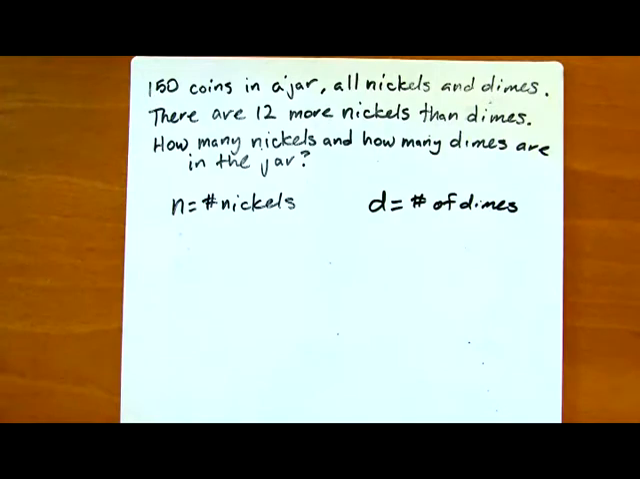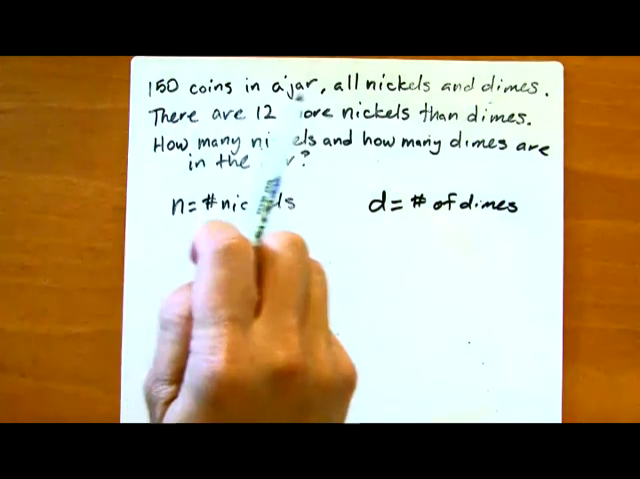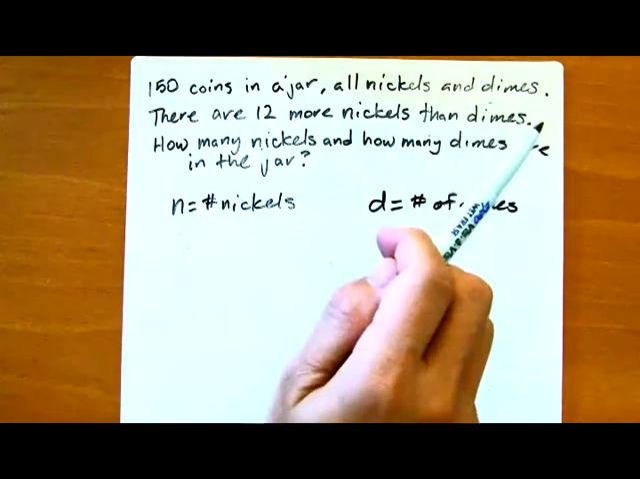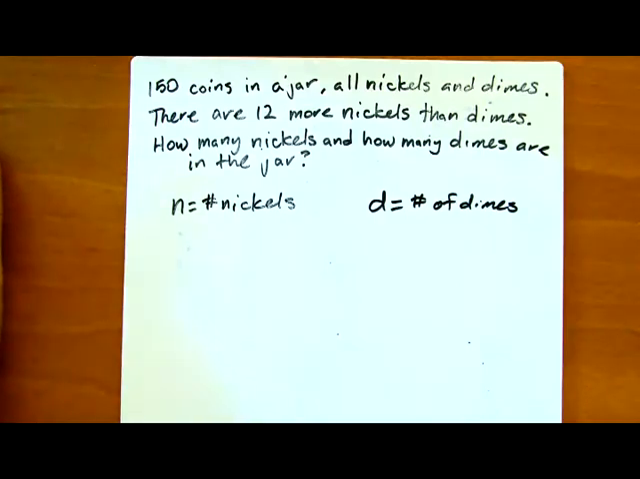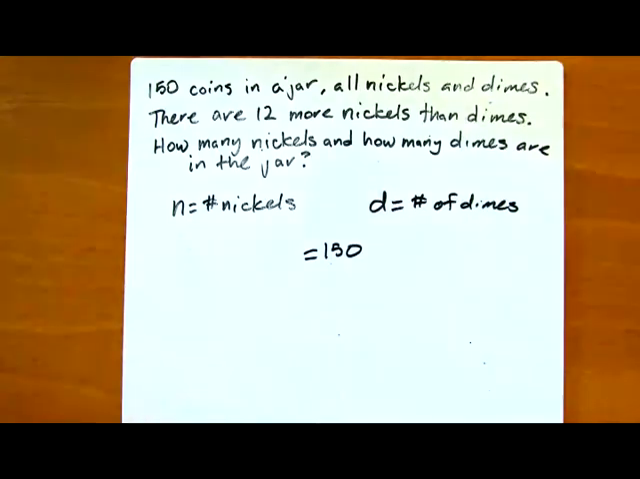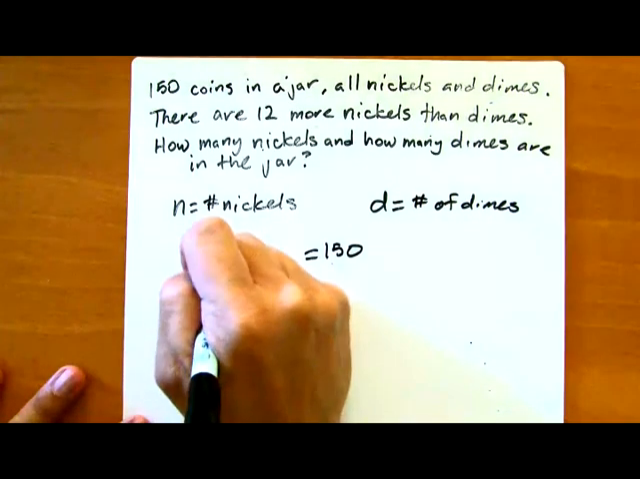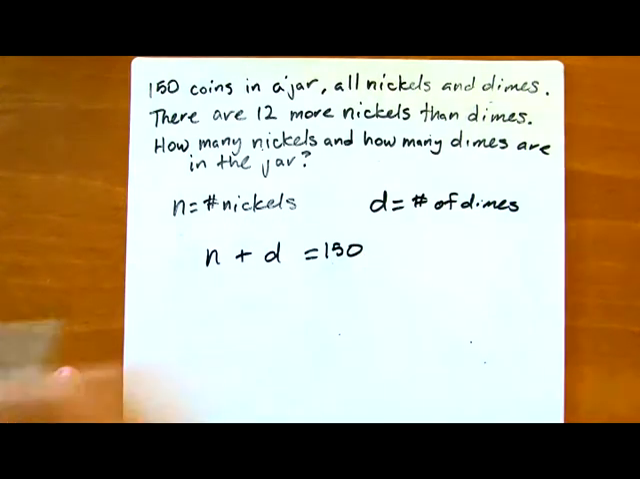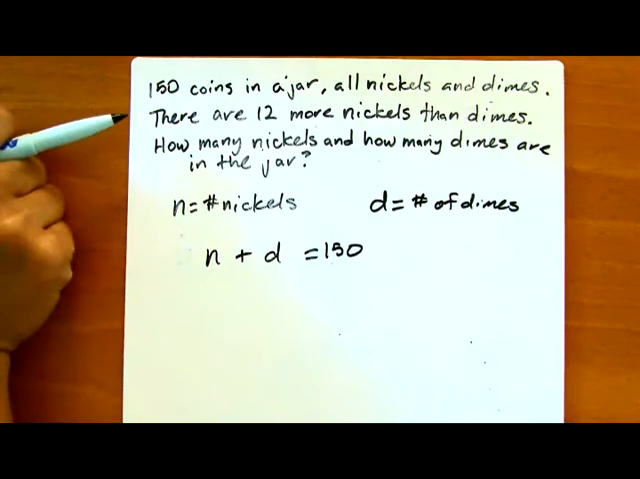Okay, there are 150 coins in the jar, all nickels and dimes. We can write that as an equation. It comes out to 150 coins. All the nickels and all the dimes put together comes out to 150. Second sentence. There are 12 more nickels than dimes.